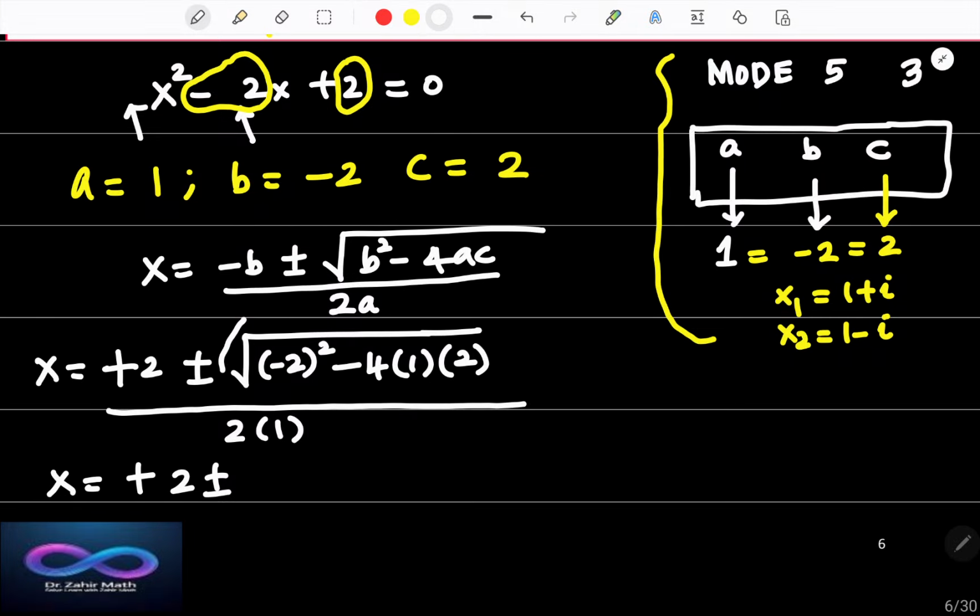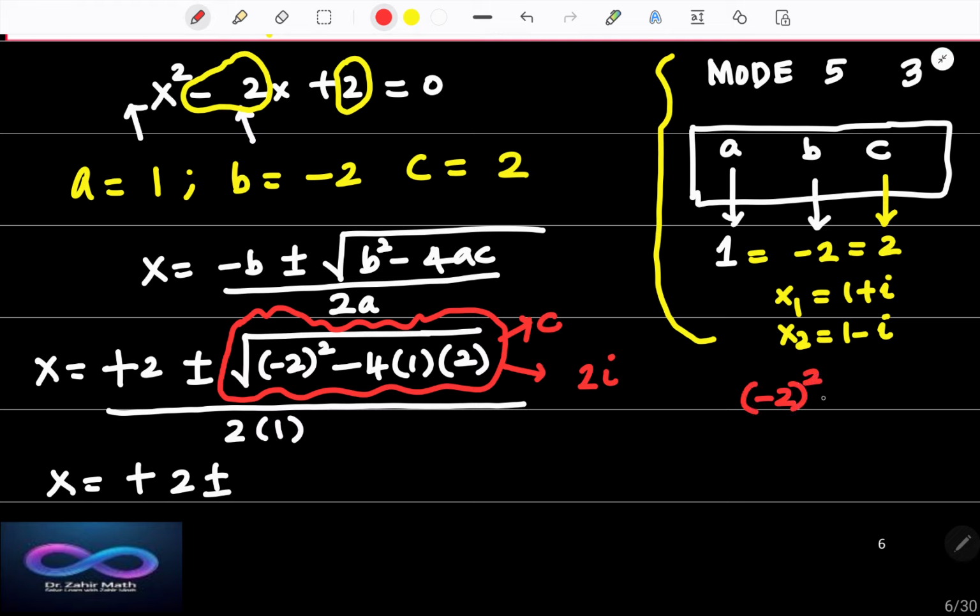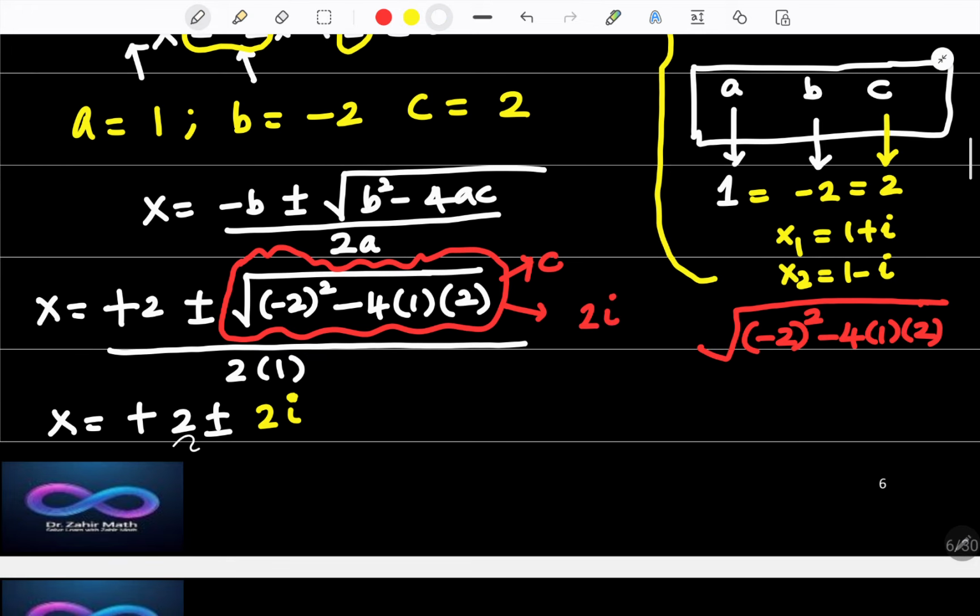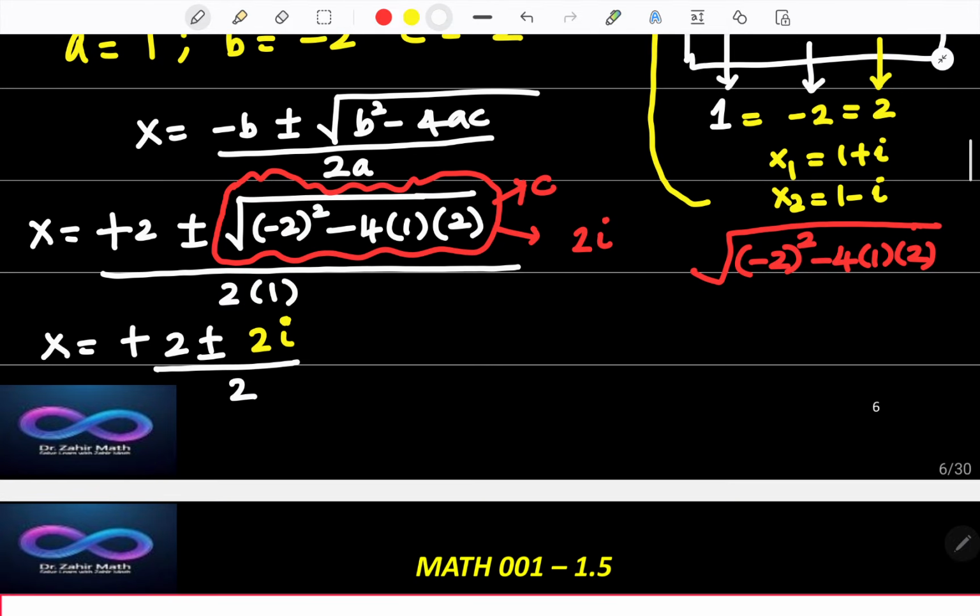Come on, everybody take your calculator, all of you. Now what you're going to do, you're going to put only this in the calculator. Only this. What I'm circling, you just see, okay? If you put this in the calculator, you will get 2i. Are you getting 2i, everybody? Carefully put: minus 2, the whole square, minus 4 into 1 into 2, inside the root. Keep in your mind, plus or minus 2i, you will get 2i in the calculator. Okay. And then divided by what? 2. Correct, everybody?